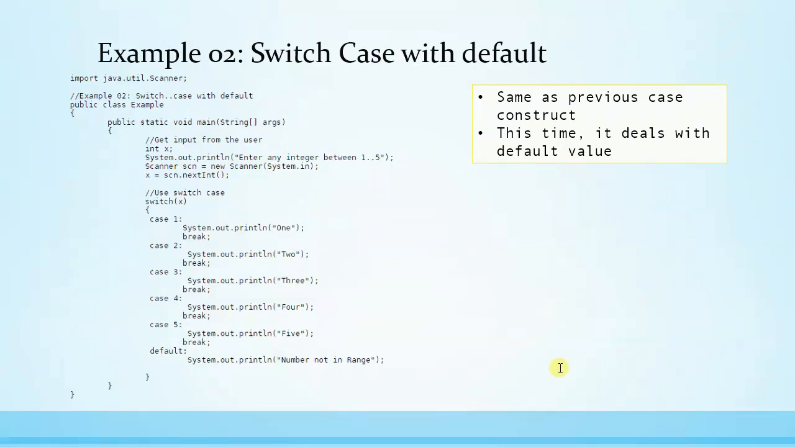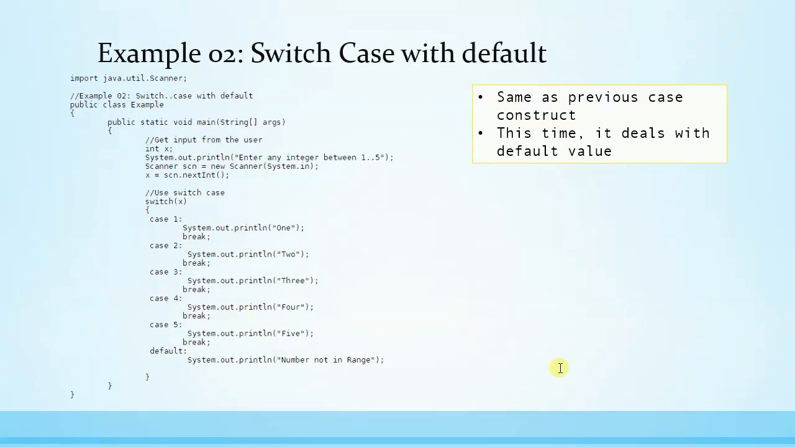For example, if a user enters 3 in the console window, then in the output they can see the number 3 is spelled out as three. So if they enter a number other than 1 to 5, then the control flows to default and it prints number not in range. Since default is the last case here, we need not break it.